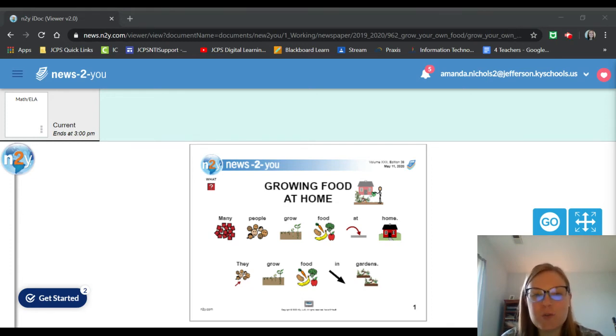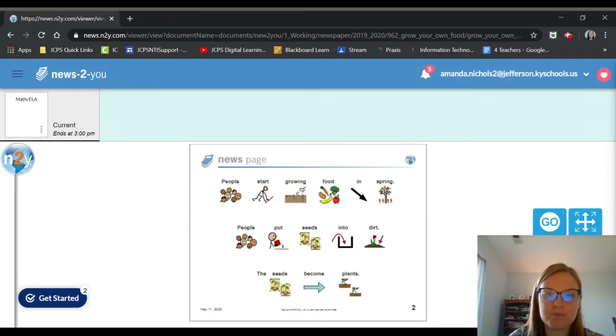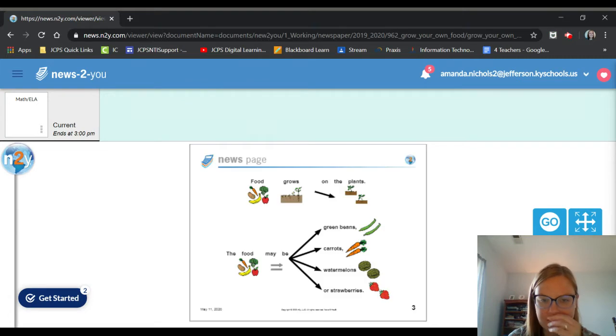So our news story this week is called Growing Food at Home. So many people grow food at home. They grow food in gardens. People start growing food in spring. People put seeds into dirt. The seeds become plants. Food grows on the plants. The food may be green beans, carrots, watermelons, or strawberries.